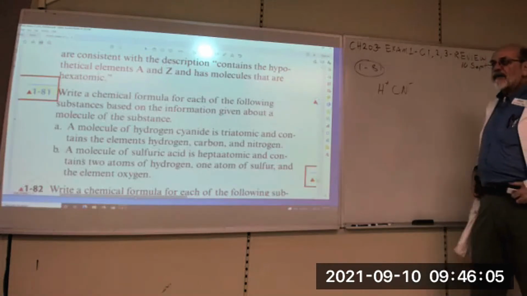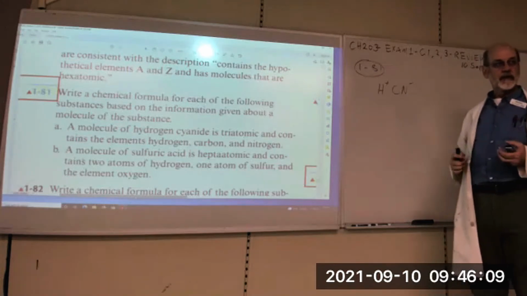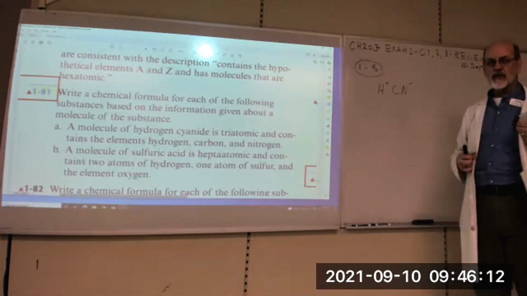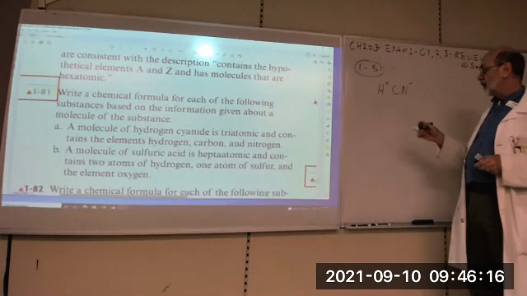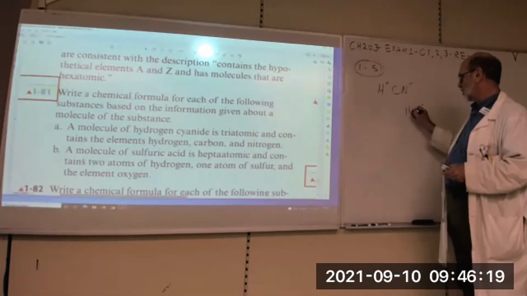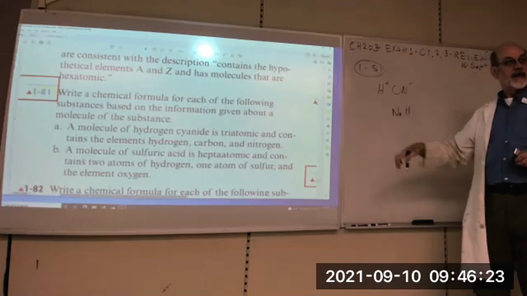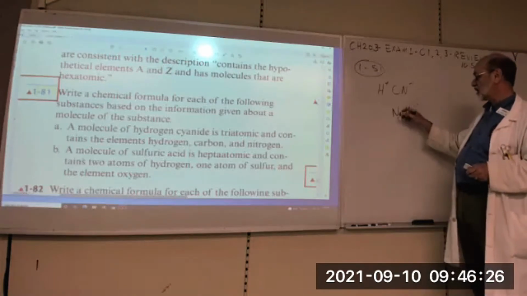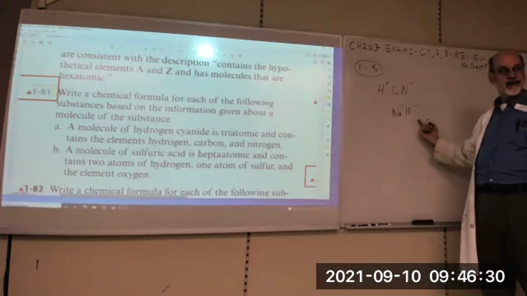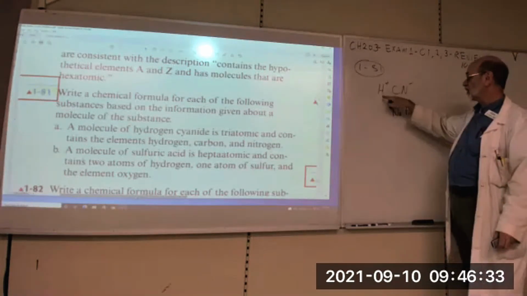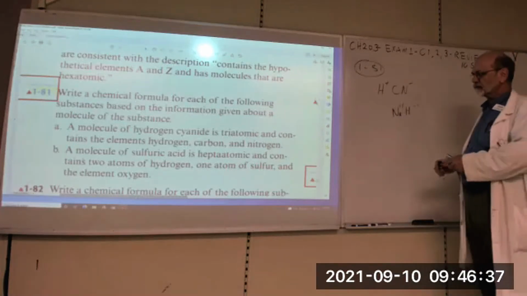In nearly all combinations of hydrogen with anything else, it's a +1. There are instances where hydrogen becomes a -1, but those are easy to spot. If hydrogen is the second element and the first one is a metal, then hydrogen is going to be -1. In this case, sodium would be +1. That's sodium hydride, whereas this one is hydrogen cyanide. Just to show you the difference.